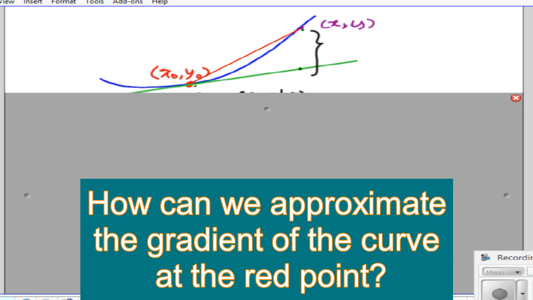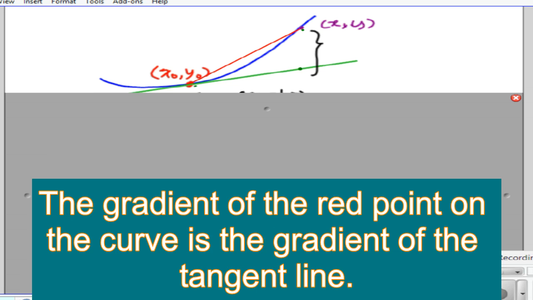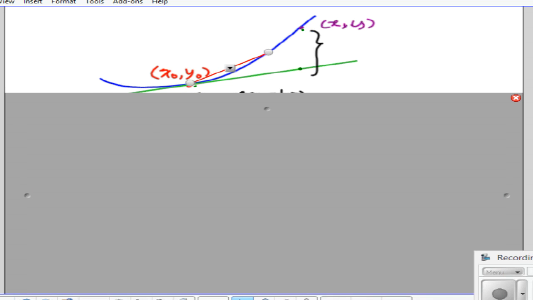How can we approximate the gradient of the tangent line? Well, we can do that by allowing these two points to be closer together, so that the gradient, as you can see now, is approaching the gradient of the green tangent line. This is what we do. Let's say this is a blow-up version of what I'm doing. I'm going to call this my rise, and here is my run. My rise here is basically y of x minus y of x0.